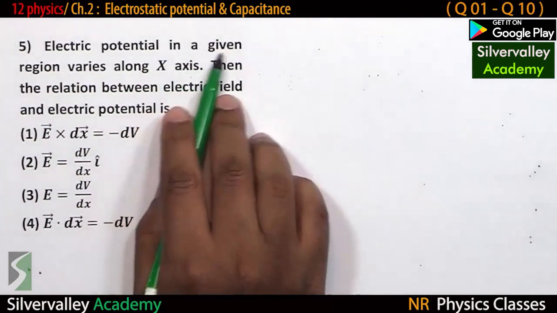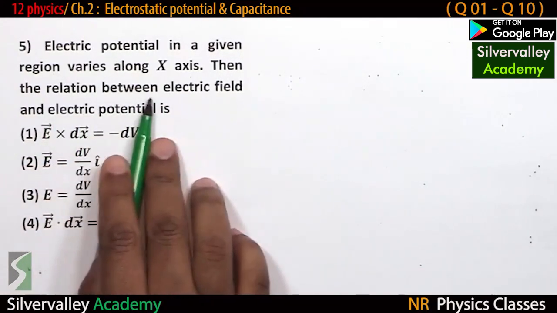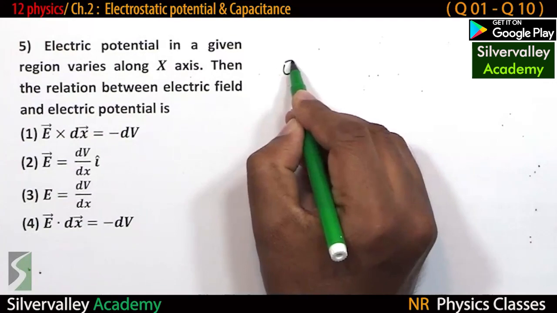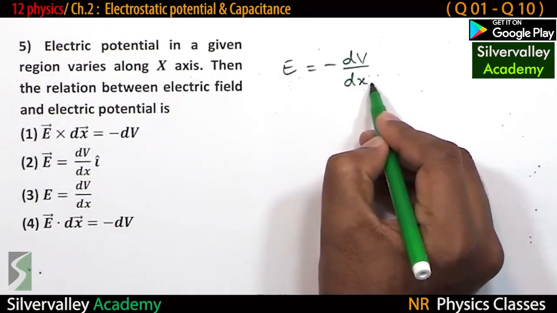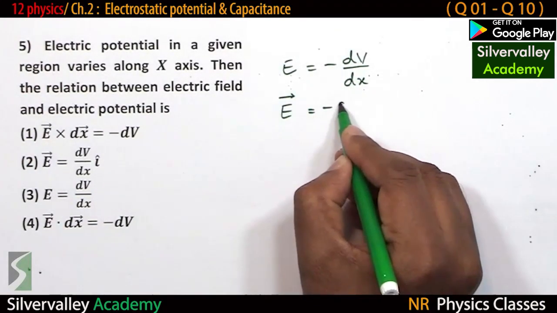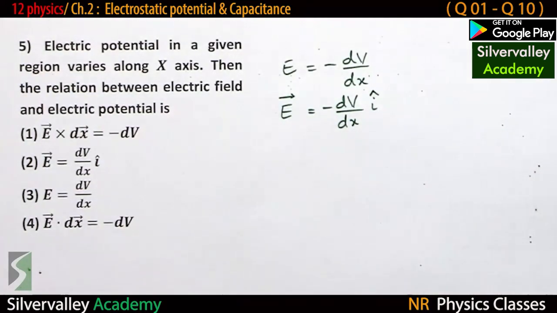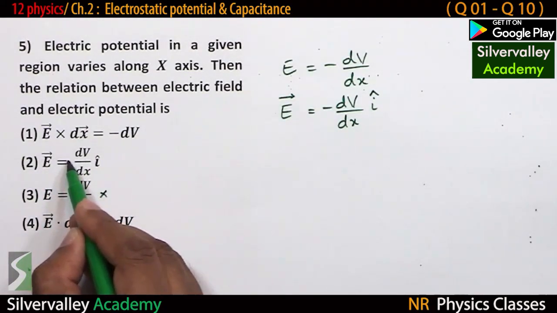Electric potential in a given region varies along the x-axis. Then the relation between electric field and electric potential is, electric field is minus dV by dx. Okay. In vector notation, E equal to dV by dx into i cap. Observe carefully, there is no negative sign here in vector notation.